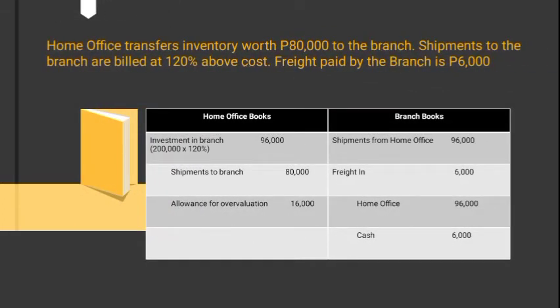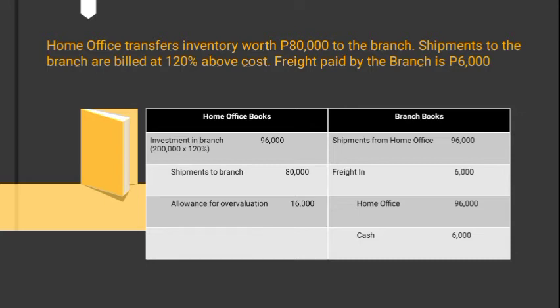Third transaction, home office transfers inventory worth 80,000 to the branch. Shipments to the branch are billed at 120% above cost. Freight paid by the branch is 6,000. So here, since the branch paid for the freight, it is not necessary to include the amount in the account investment in branch. Thus, to compute for the investment in branch, we have 80,000 times 120%, and the billed price is 96,000. Credit shipments to branch, 80,000, and the additional markup is 16,000. So we credit allowance for overvaluation 16,000. That would be 80,000 times 20%.